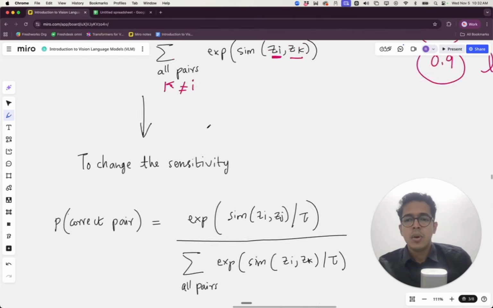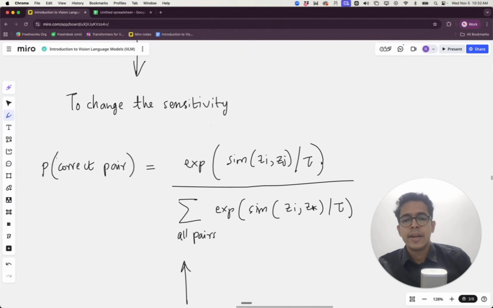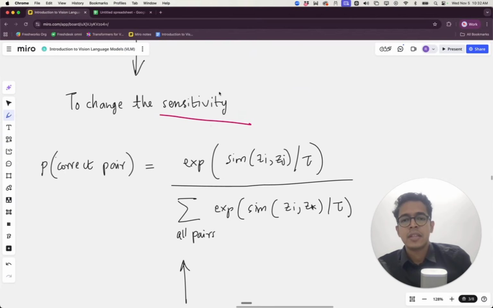There is one more term which I want to introduce, an extra term for sensitivity. This term is called temperature or tau. And this tau term is used to scale the similarity score. Let's see why this tau term is useful.